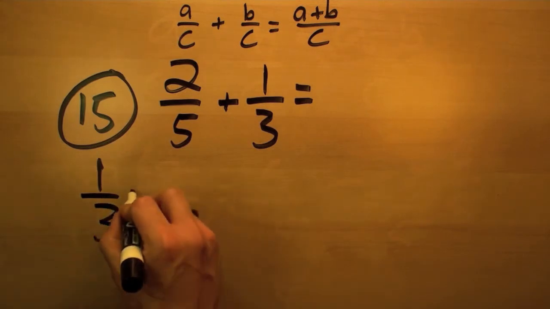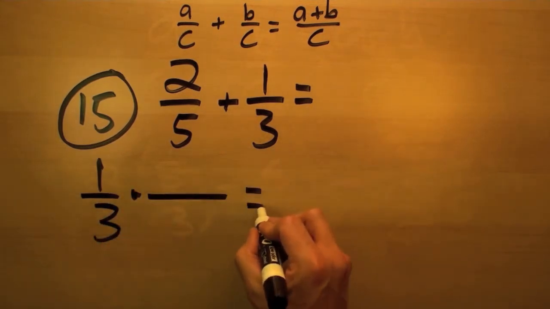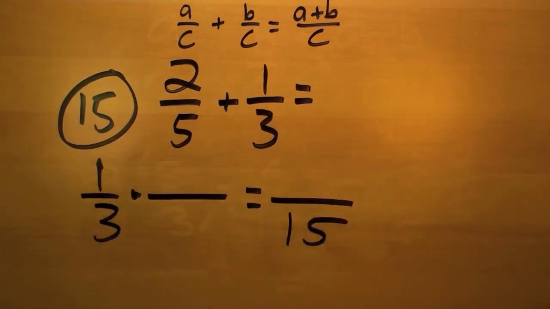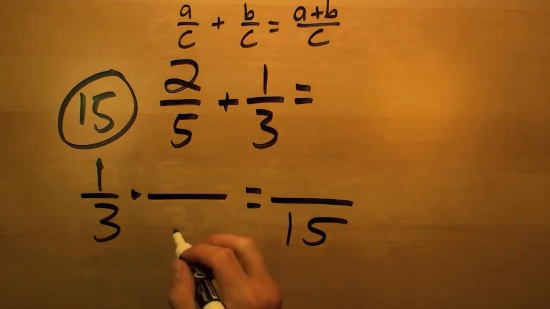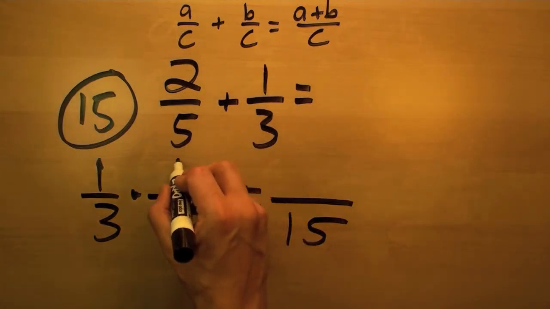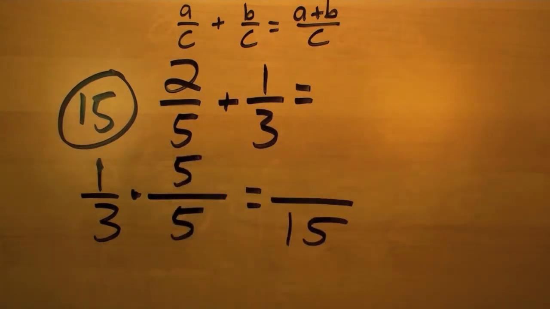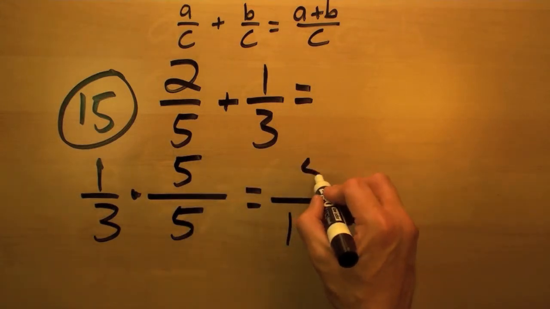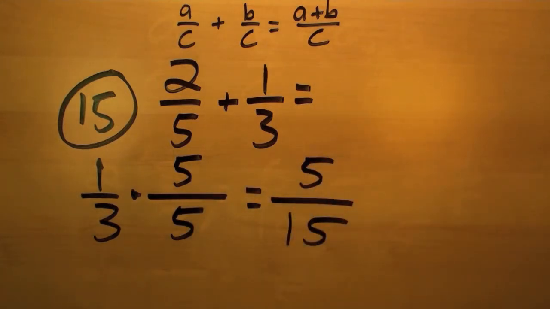Similarly, we take 1/3 and multiply that by some fraction, which gives us a 15 on the bottom. We can see that the number we're going to have to multiply 3 by to get 15 is 5. If we multiply by 5 on the bottom, we have to multiply by 5 on the top. And then when we multiply across, we would just get 5/15. So 5/15 is equivalent to 1/3, except now it has the denominator that we want.